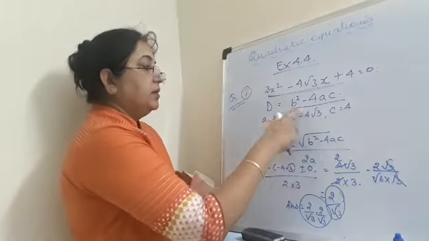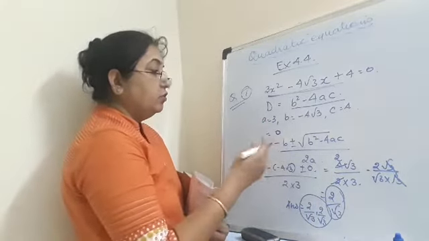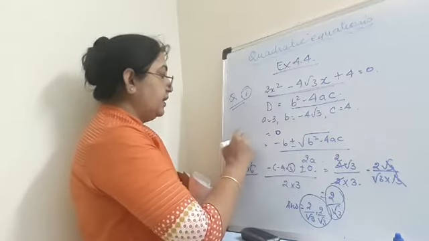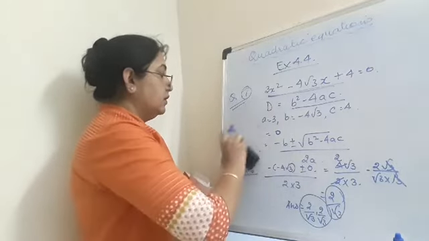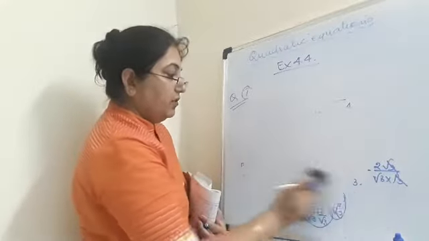Okay, so this is, I hope, clear to you. Find the value of the discriminant, apply the formula and find the answer. Okay, we can take the two roots as alpha and beta. If you want, you can use the name of the roots as alpha and beta.